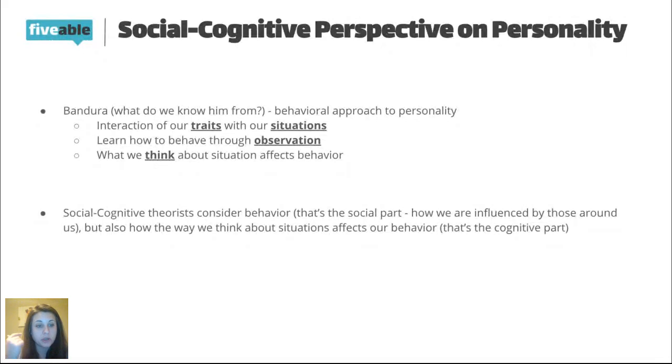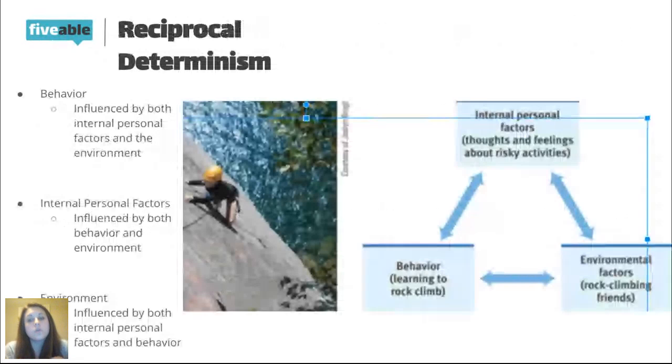I'm watching you do something and learning and thinking about it, and then I learn to act that way as well. And then the last piece is that what we think about situations affects behavior. So it's taking our environment, that's our social factors, and then our thinking about what's happening in our environment, that's the cognitive factors, and then the output is our personality, or how we act. So social cognitive theorists, to summarize, consider behavior, but also how we think about situations that impacts our behavior.